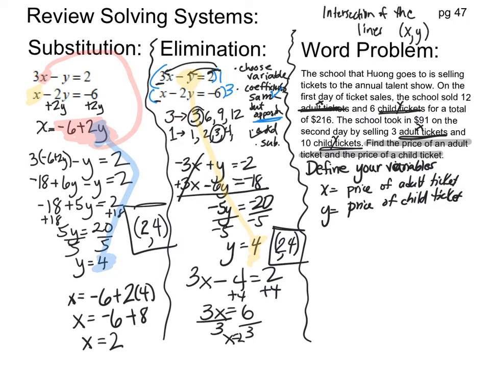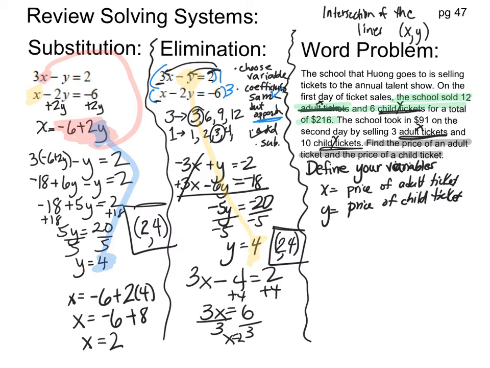All right, we're going to put everything that goes together. The school that Juan goes to is selling tickets to the annual talent show. So that first sentence doesn't really help me to write my equations. It's just there for information. The second sentence, on the first day of ticket sales. So all of this information is the first day of ticket sales. The school sold 12 adult tickets, or 12X, and 6 child tickets for a total of $216.